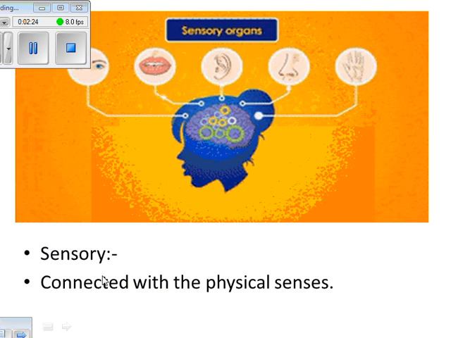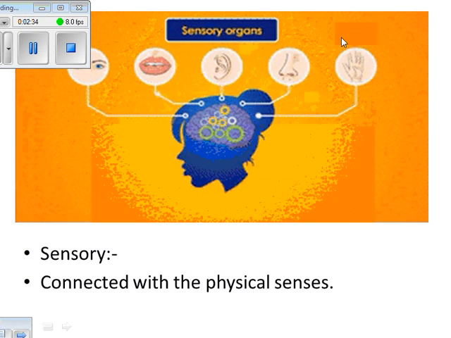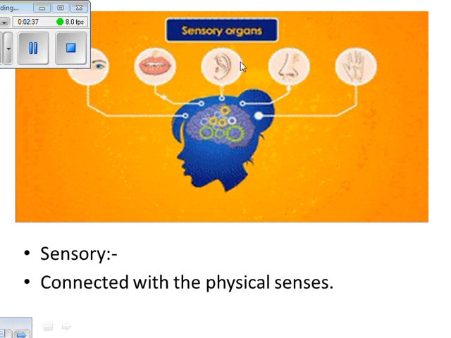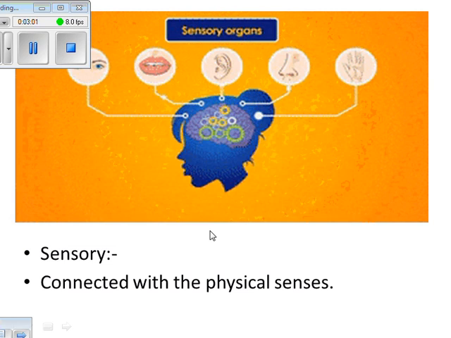Okay, what is the meaning of sensory? Sensory is connected with the physical senses. For example, sensory organs: we have touch, smell, hearing, taste, and sight. I can touch with my hand, smell with my nose, hear with my ears, taste with my mouth, and see with my eyes. So these are sensory organs, connected to the physical senses, and we have five physical senses.